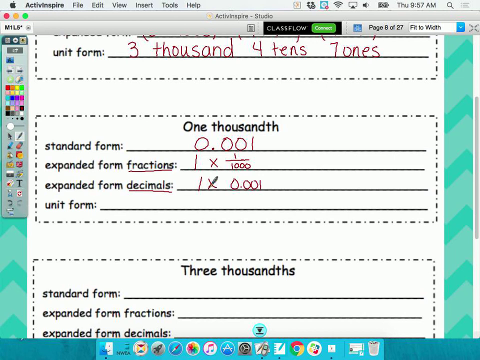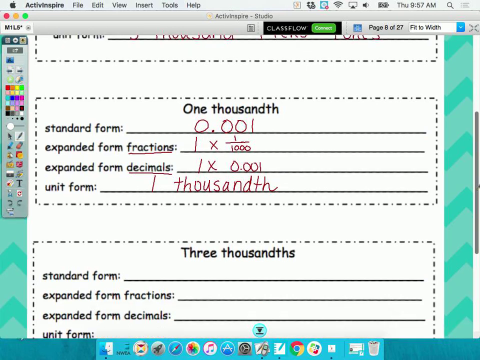Now unit form, ready? 1 thousandth. Make sure you put the TH on. What's the abbreviation for thousand? Well, let's write it out today, okay? I won't make you write it out forever, but for today I'd like for you to. Okay, now we're going to keep getting a little harder. So let's go down and look at the next one.